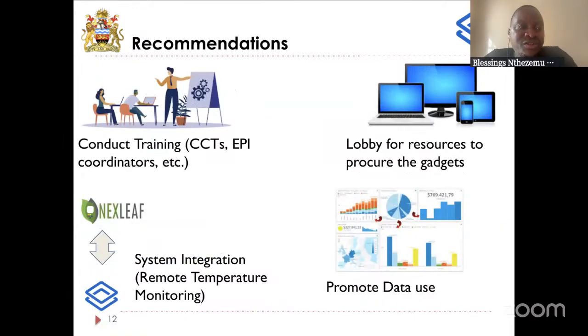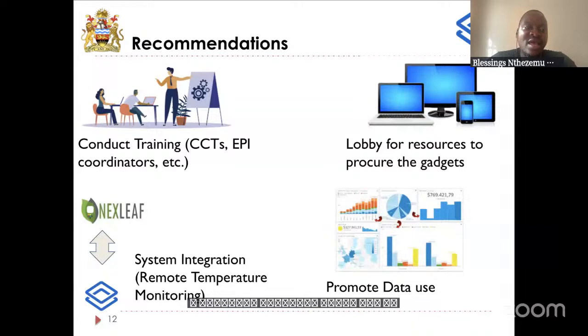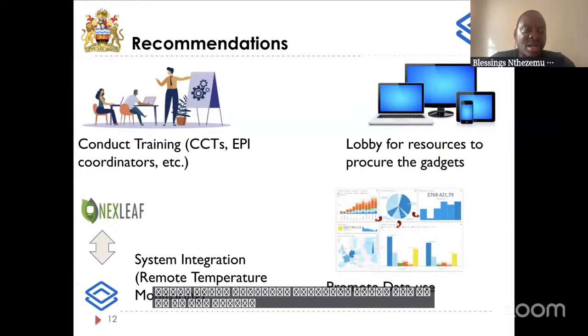So, recommendations. On availability of resources, there is a need to make sure that trainings are conducted for cold chain technicians, EPI coordinators, as well as other personnel on the system. And then sustainability for the gadgets, as well as other IT equipment, is also required.